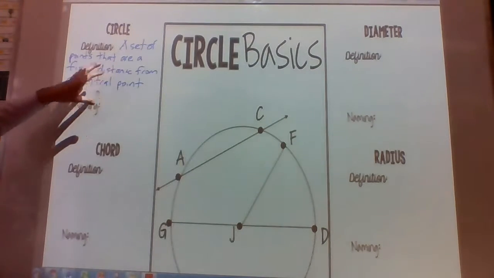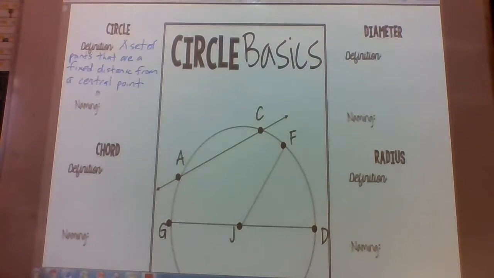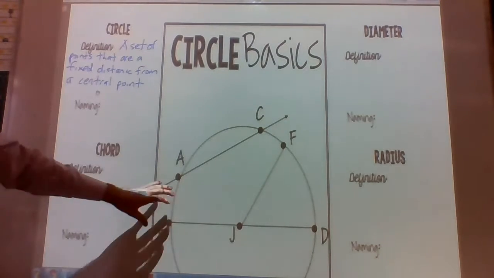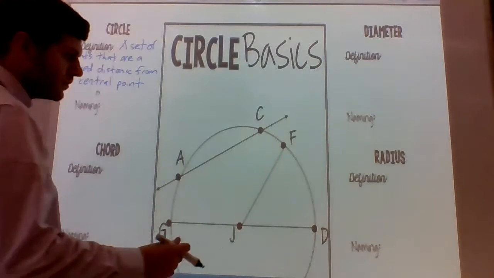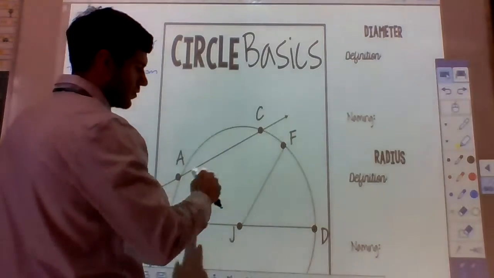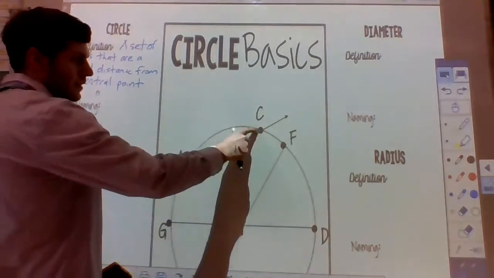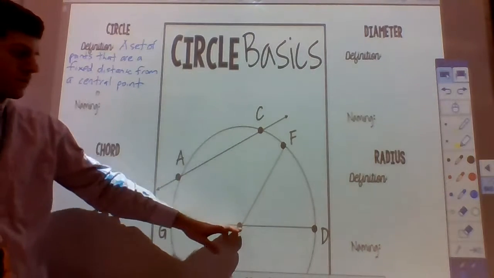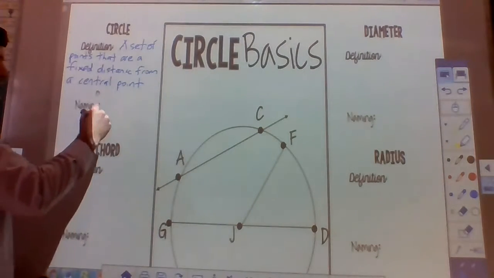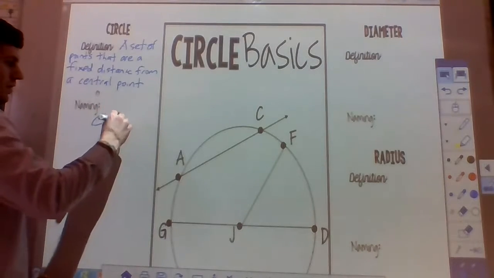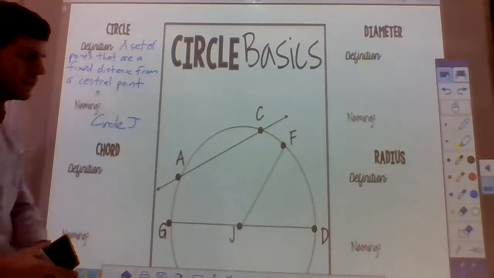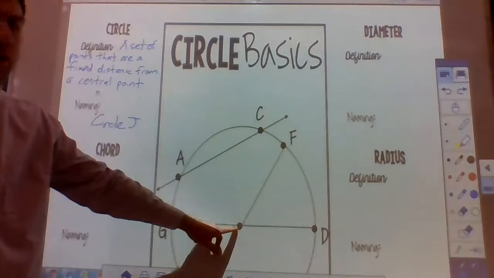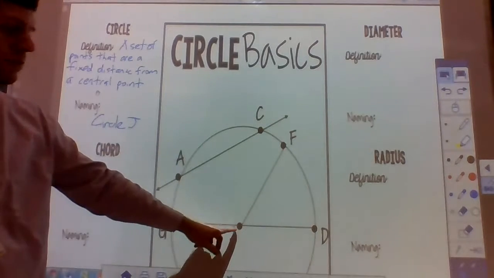A circle is a set of points that are a fixed distance from a central point. So if you look at our diagram here, here's our circle. All the points on the circle are the same distance away from J. To name our circle, we name it by the central point. The center point is J, so we're going to call it circle J.